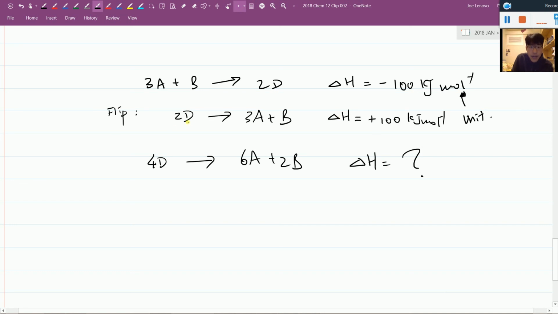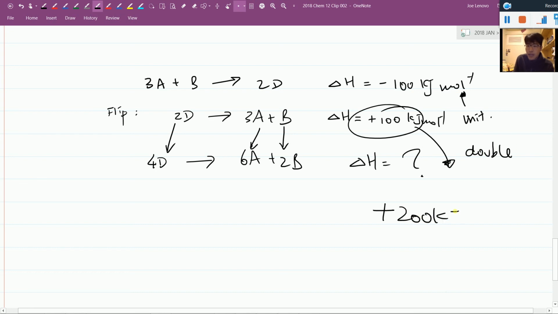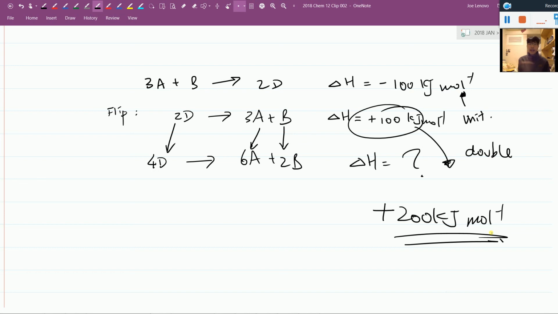Then if you try to do 2 into 4, 3 into 6 and 1 into 2 from 100, you have to double. When you double your values from 100, it becomes 200 kJ per mole. Answer done. So very quickly, by giving you one equation, you can do all these calculations and flip them around, double them, then you find out the delta H yourself, right?